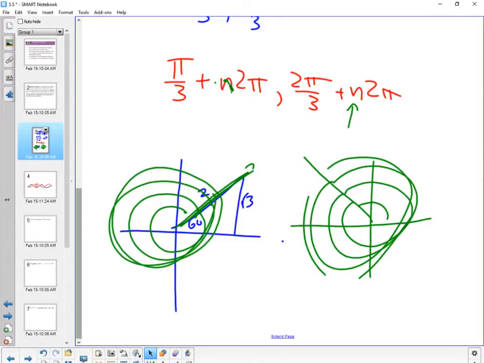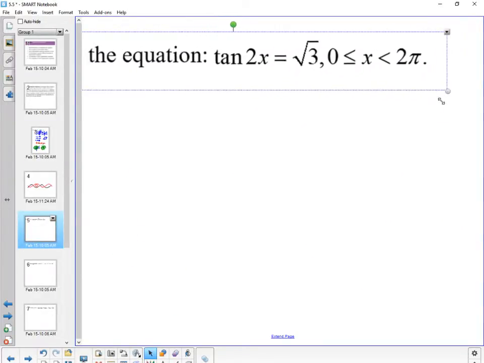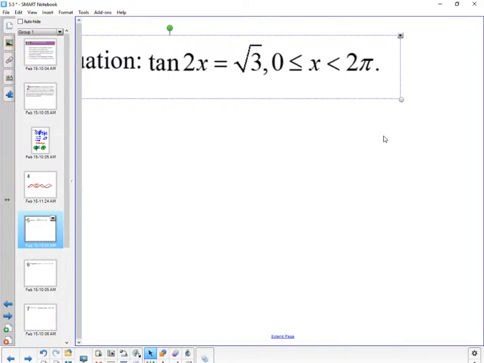Good question. Anybody else? All right, you try. We're looking for tan 2x being equal to radical 3, and that's going to be in the interval of 0 to 2 pi.